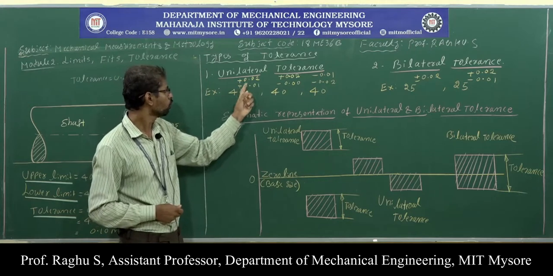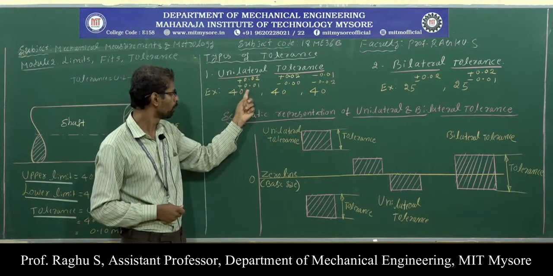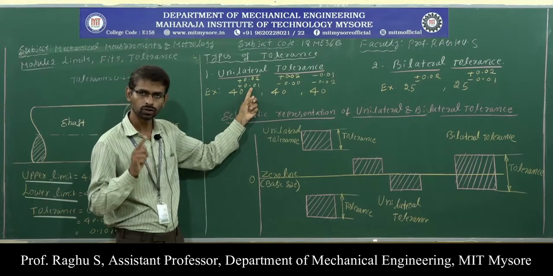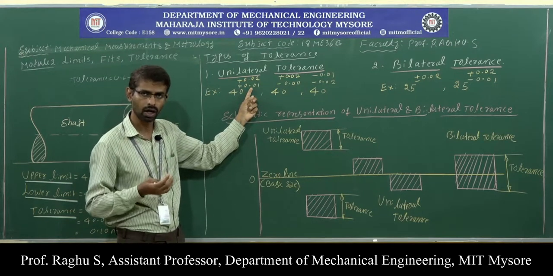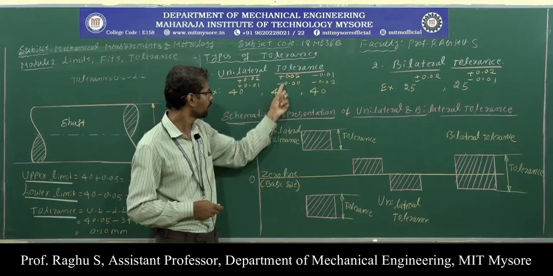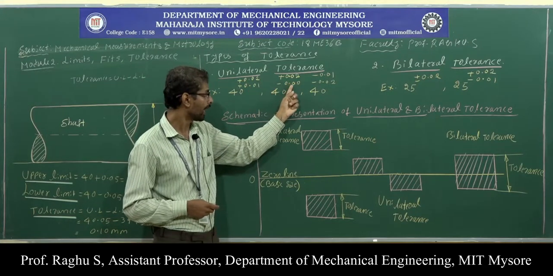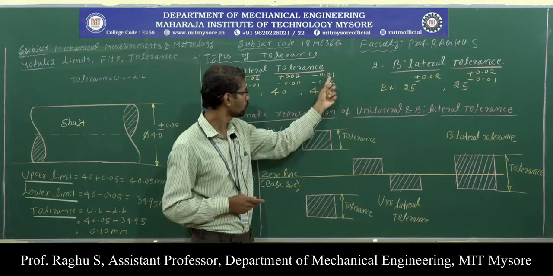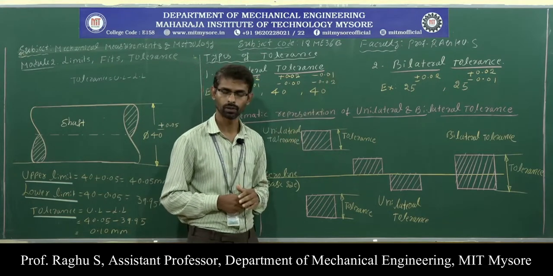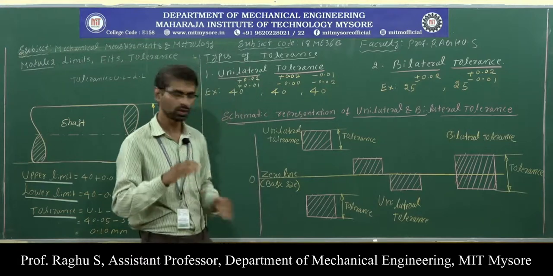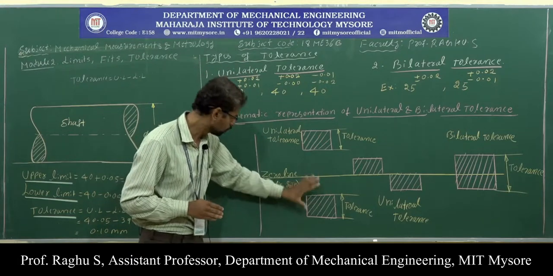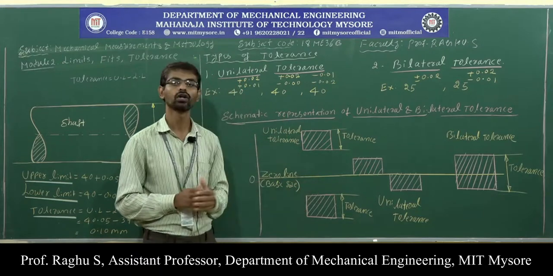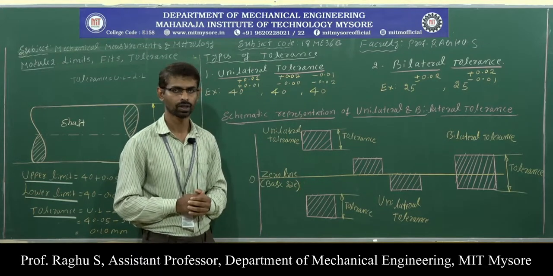Observe here, 40 plus 0.02, plus 0.01. Here the tolerance zone lies above the zero line or below the zero line. Here 40 plus 0.02 minus 0.00, 40 minus 0.01 minus 0.02. If the tolerance is given only on one side of the basic size, it is called unilateral tolerance.